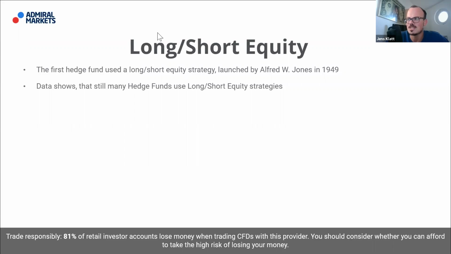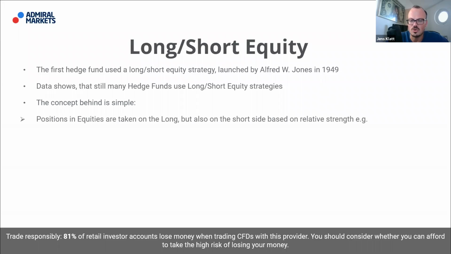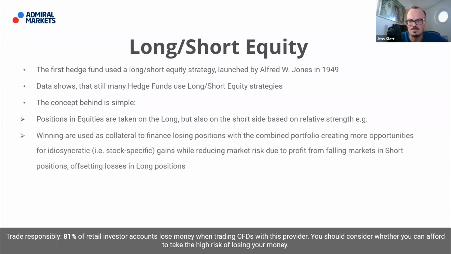So in this context, the concept behind this strategy, the long short equity approach, is quite simple. Positions in equities are taken on the long but also on the short side based on so-called relative strength. To put this in a better context, winnings are used as a so-called collateral to finance losing positions, with the combined portfolio creating more opportunities for idiosyncratic, so in this case, for example, stock-specific gains, with reducing market risk due to profit from falling markets and short positions offsetting losses in long positions.